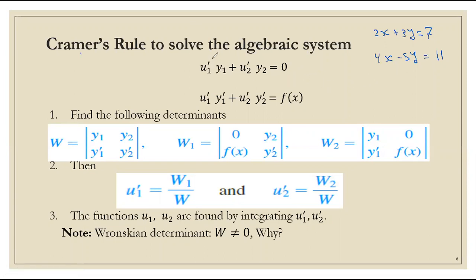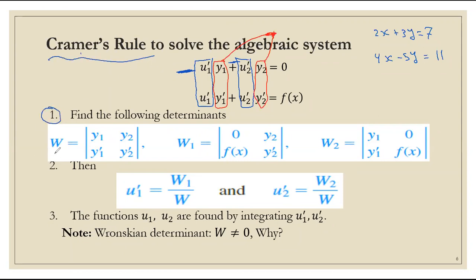Notice now your unknowns are u1 prime and u2 prime. Those are my unknowns. What about y1 and y1 prime and y2 and y2 prime? Those are given functions, not unknowns. The unknowns are u prime 1 and u prime 2. Okay? So your aim is to find u prime 1 and u prime 2. But y1 and y2 and their derivatives are given functions. Steps of Cramer's rule.